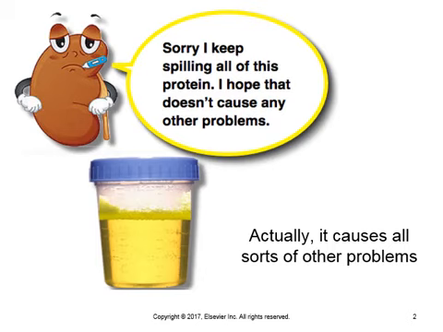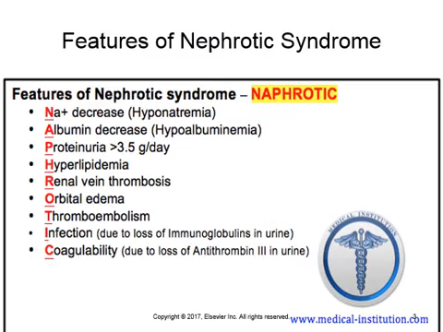And here's the kidney saying, sorry, I keep spilling all this protein. I hope that doesn't cause any problems. In fact, it does cause all sorts of problems, and we're going to go over some of those. But you can see in this urine sample, there's sort of a frothiness about the top of the sample, and that's typical with proteinuria. Here's a mnemonic for you to remember nephrotic syndrome and its features.